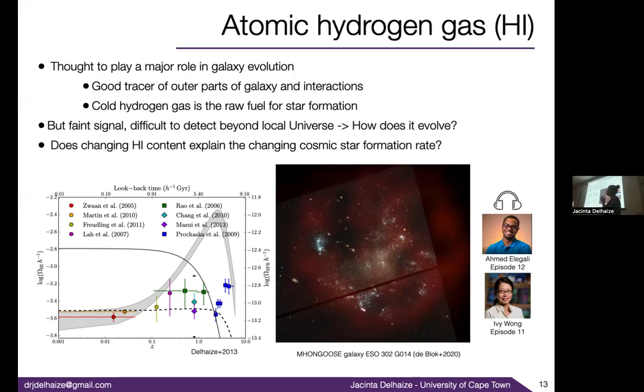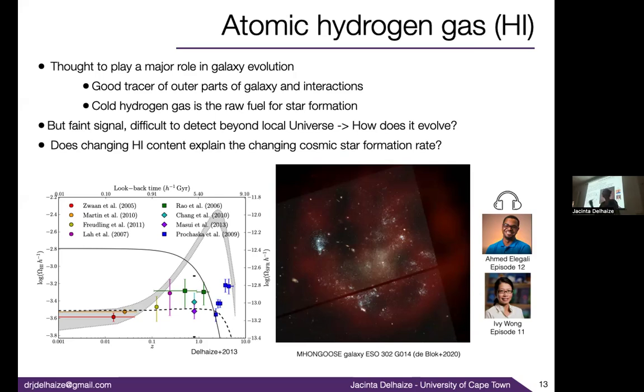And because of that, it's less gravitationally bound on the outskirts, so it can trace interactions more easily. If you've got an interaction between two different galaxies, this H1 can be disturbed, and it can be a good tracer of those interactions. And the cold gas is also very, very important because it's the raw fuel for star formation. So if you have a galaxy without any hydrogen gas, it can't form stars, because of course stars are formed from nuclear fusion starting in cold hydrogen gas.